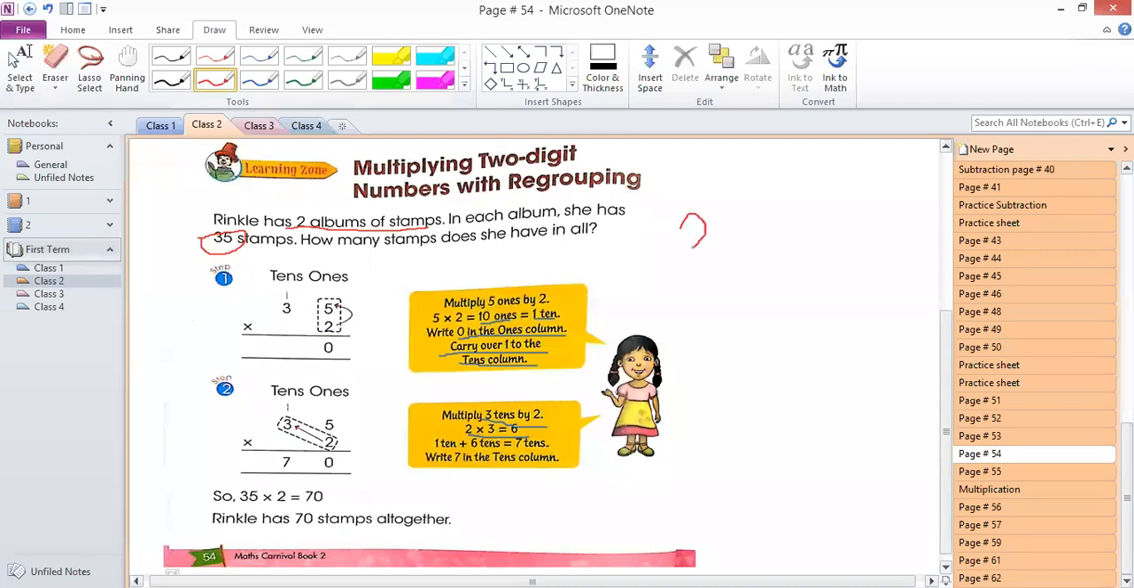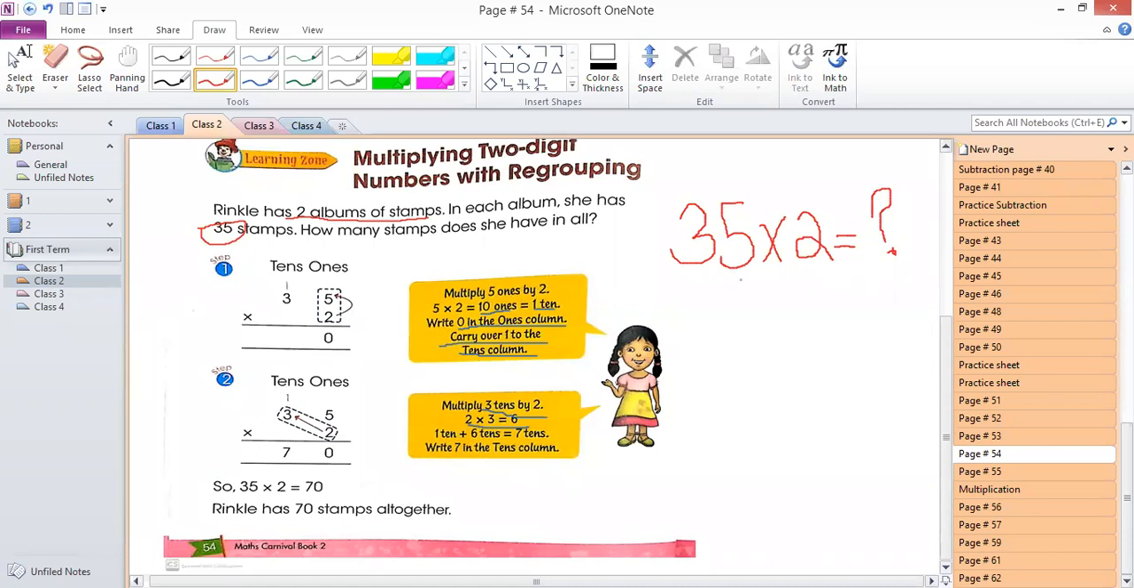One album, how many stamps are there? 35. And such 2 albums are there. In order to find out total stamps, you need to multiply 35 by 2. In 35 there are 2 digits, 3 tens and 5 ones. So this is ones and this is tens. You are going to multiply it by 2. So you will write multiply by 2.